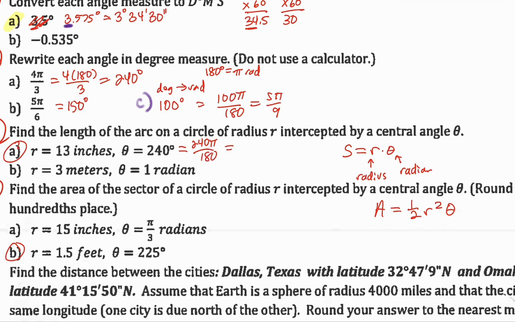But if you recognize that 240 is 4 pi over 3, you can use either or. It will work either way. So if you use 240 pi over 180, or if you use 4 pi over 3, because we're going to use a calculator, it will work. So you decide. So our arc length for this one is just going to be 13 times either 240 pi over 180 or 4 pi over 3.